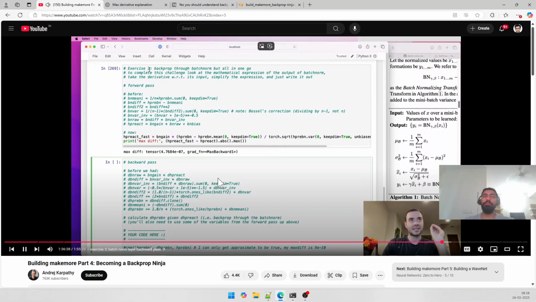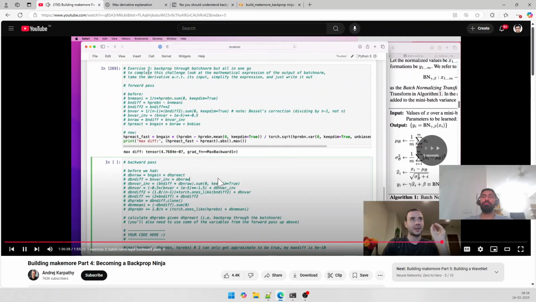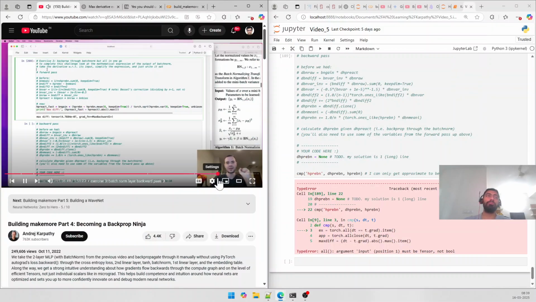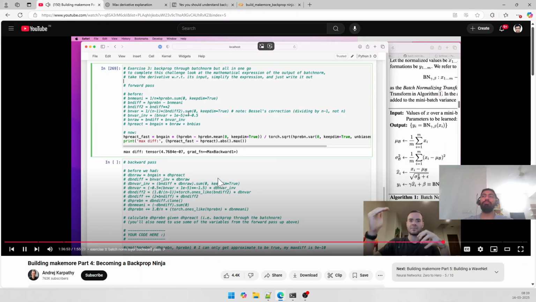So now we get to exercise number 3. We are going to do for batch normalization exactly what we did for cross-entropy loss in exercise number 2. That is, we are going to consider it as a glued single mathematical expression and backpropagate through it in a very efficient manner, because we are going to derive a much simpler formula for the backward pass of batch normalization.